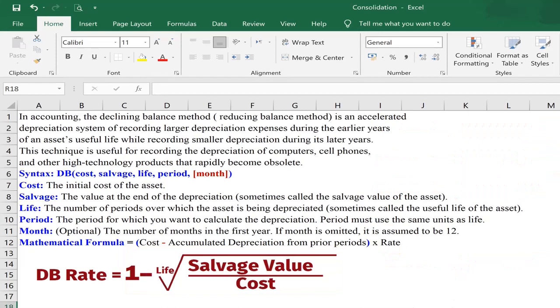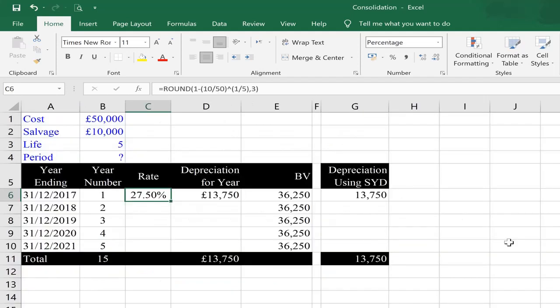After getting an overview of what the declining balance method is to calculate depreciation, we are now in a position to apply the DB function used in Microsoft Excel. For this purpose, we have the same table that was used for the previous 2 lessons of the financial functions. We have an asset with a cost of 50,000, salvage 10,000, life of 5 years.